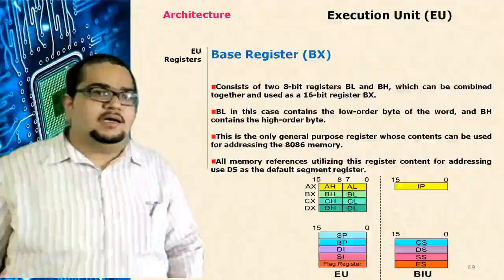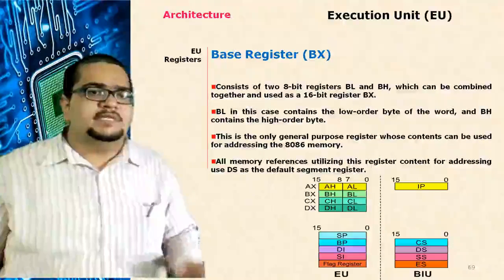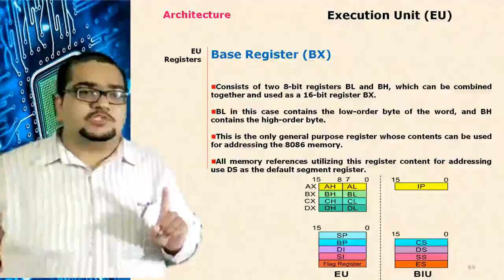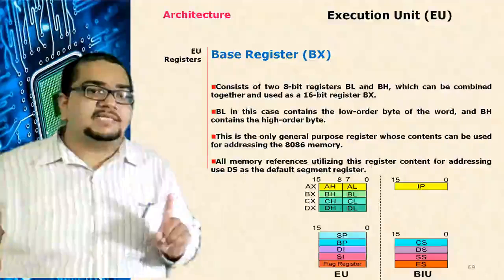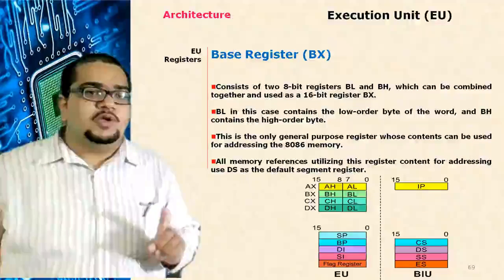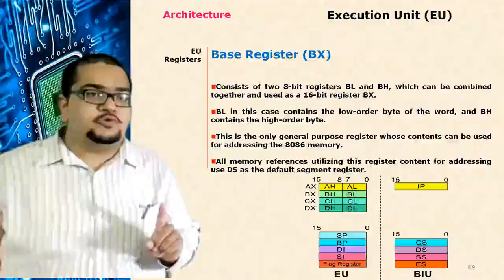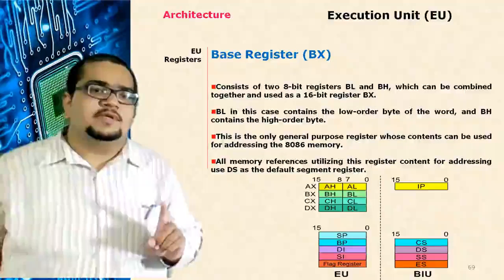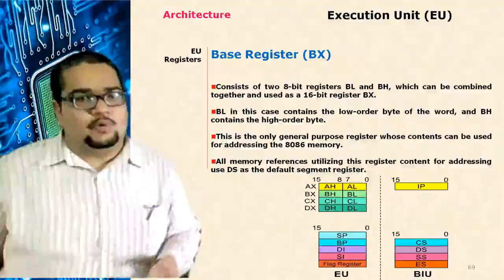Base register, it's a type of register in which data can be stored normally, general purpose, and the special purpose is that in different types of addressing modes, specifically the addressing modes named based addressing modes. So we have base addressing mode, base index addressing mode. In those cases this register BX will also be used for holding the offset address of the data. These things will be clear to you when we discuss the addressing modes.